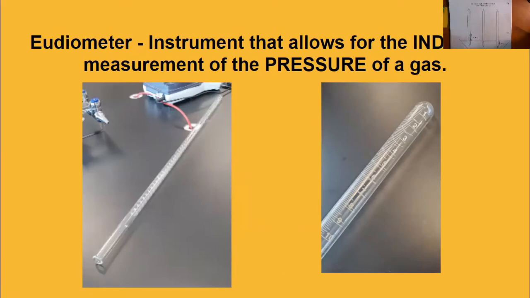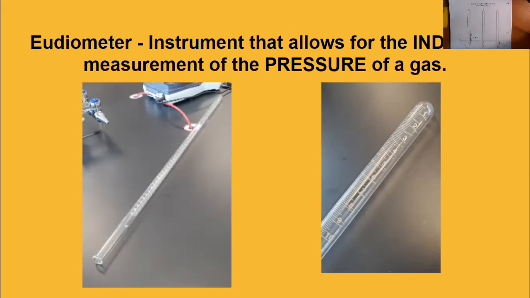And what I have shown at the right is what's quite nice about a eudiometer: there are graduations. So like a graduated cylinder, depending upon how much gas is filling the eudiometer, we can actually measure its volume directly by the markings on the vessel.